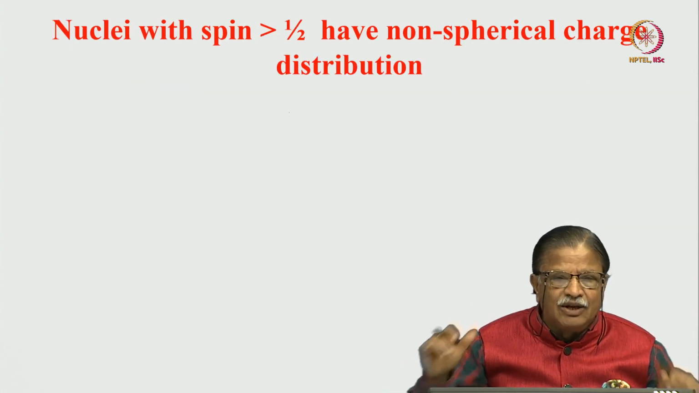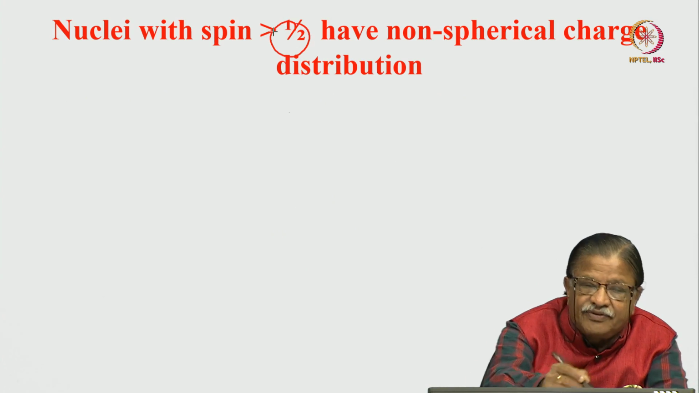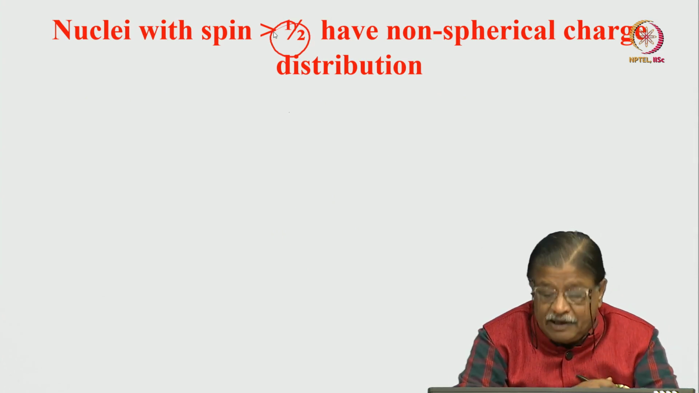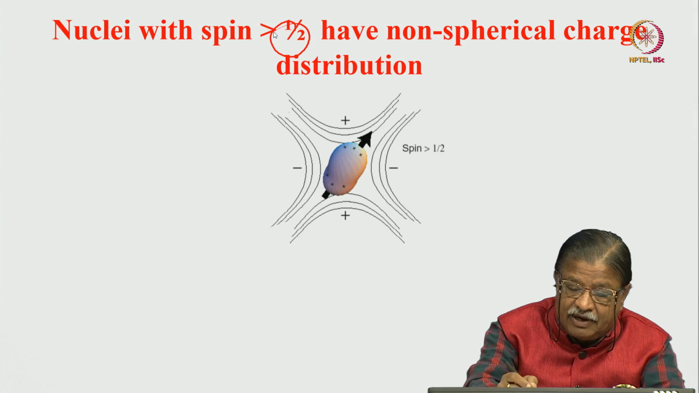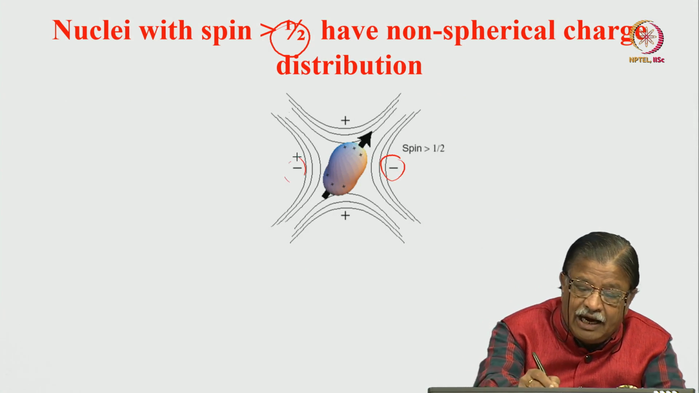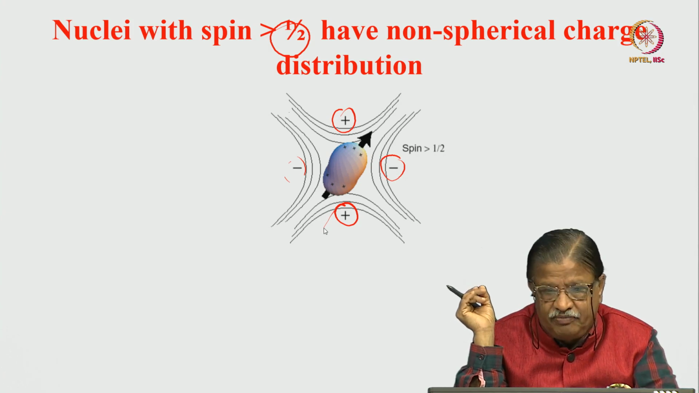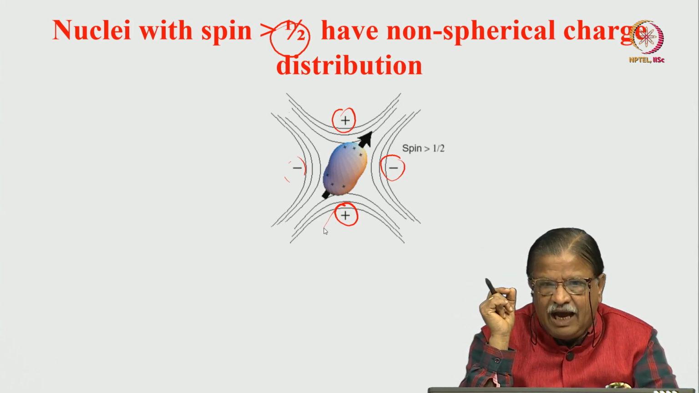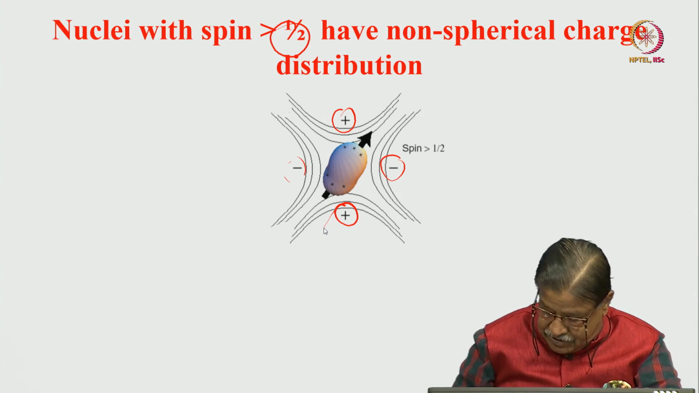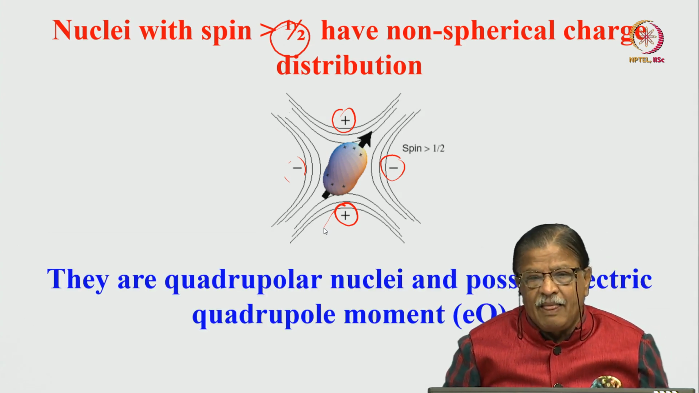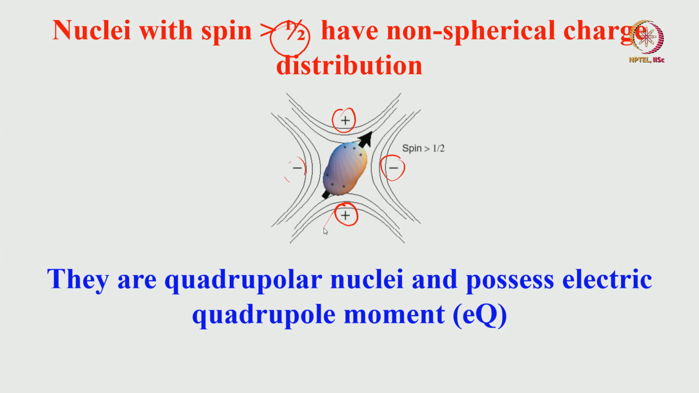And if you consider nuclei with spin greater than half, they have non-spherical charge distribution. Look at this one. Here negative, negative and positive, positive. There are 4 charges, quadrupole. There are 4 poles, and this is non-spherical. So such nuclei are called quadrupolar nuclei, and they possess an electric quadrupole moment. Their behavior is slightly more difficult to understand compared to spin half nuclei.